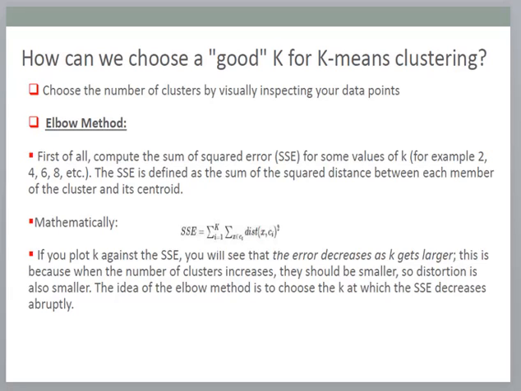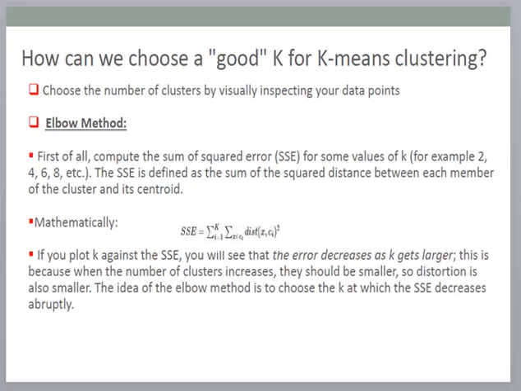On the other hand, another technique that can be used is the elbow method. In the elbow method, first of all, we compute the sum of squared errors, which is SSE, for some values of k, for example 2, 4, 6 or 8. So we select some values for k, and we calculate the sum of squared errors. The sum of squared error is defined as the sum of the squared distance between each member of the cluster and its centroid.